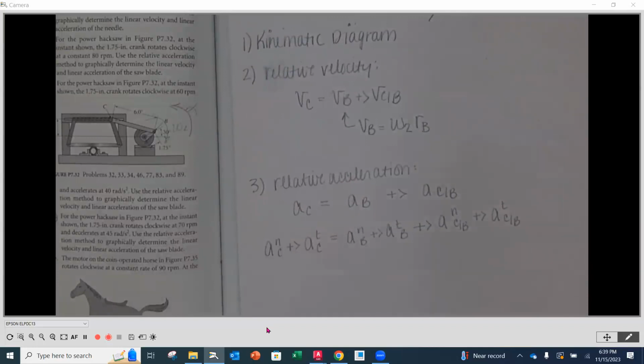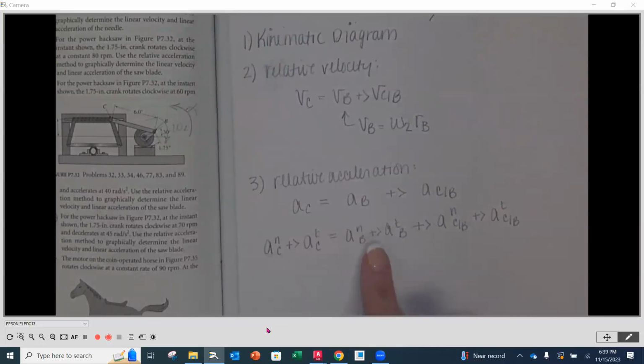Before, we only had just the acceleration when we had that slider, because it was only going in a straight line, right? And then equal to, we're going to expand out the acceleration of B to be normal and tangential there as well. And then the acceleration of C relative to B, normal and tangential there.